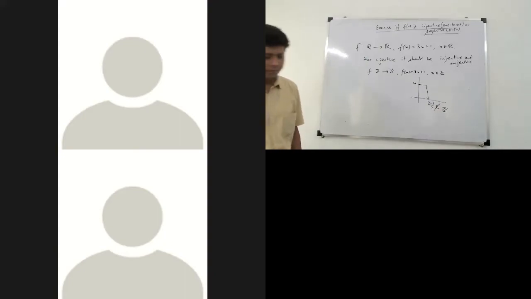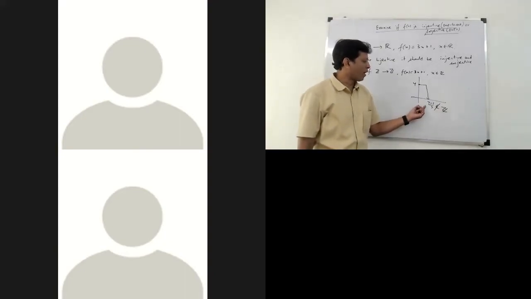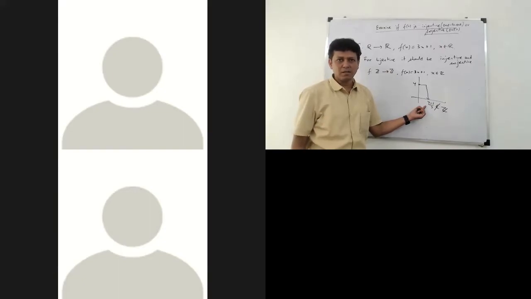Sir, y equal to 4. Some values, you have some values where the pre-image exists. But if there is at least one value where it doesn't exist, it cannot be onto. It cannot be. If there is even one point, it will not be onto.